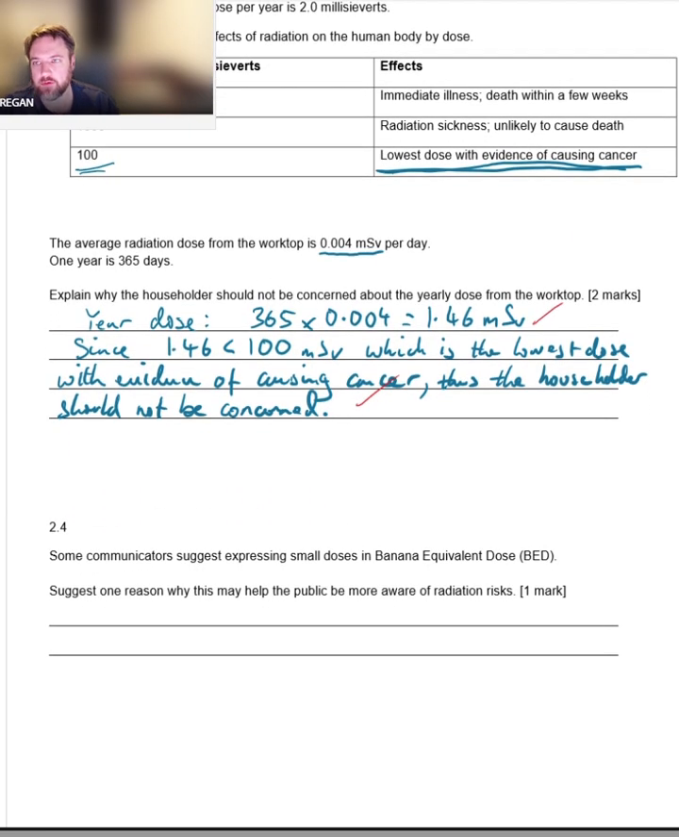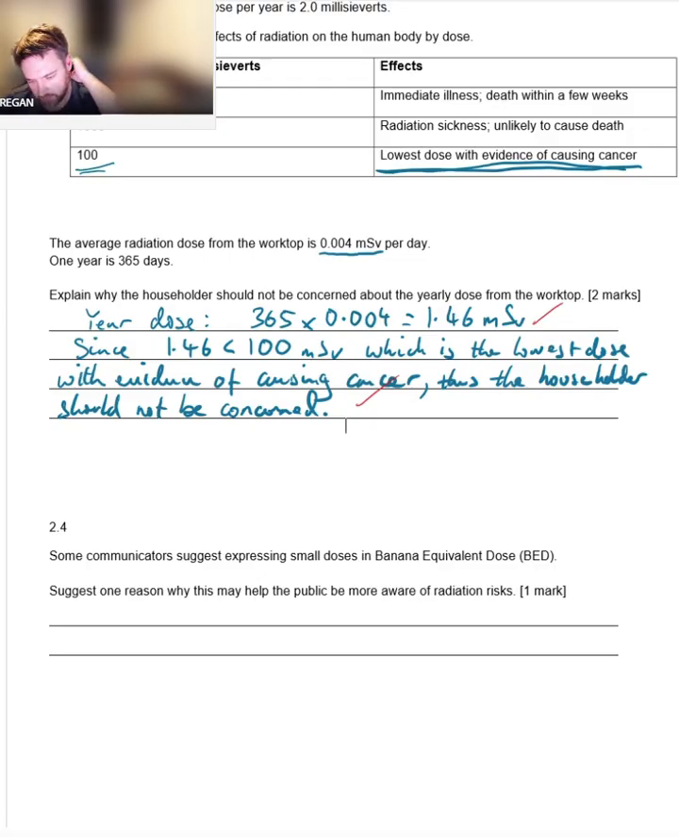Okay, the final part of this question then, 2.4. Some communicators suggest that expressing small doses in banana equivalent dose, BED, suggest one reason this may help the public be more aware of radiation risks. It is only 1 mark, so there's not much to do. They're giving you 2 lines here.